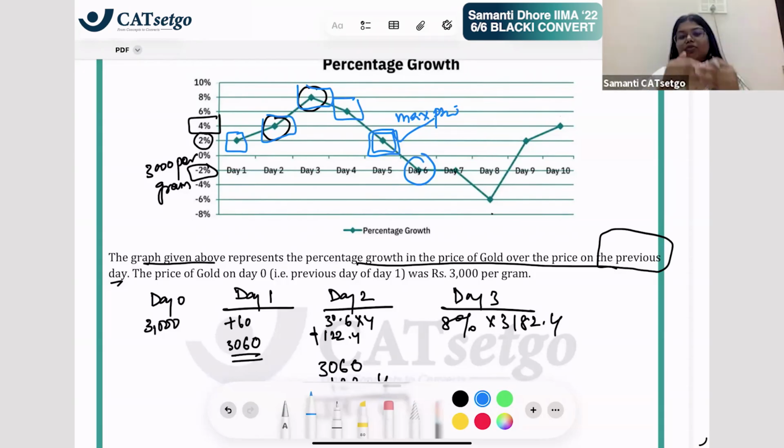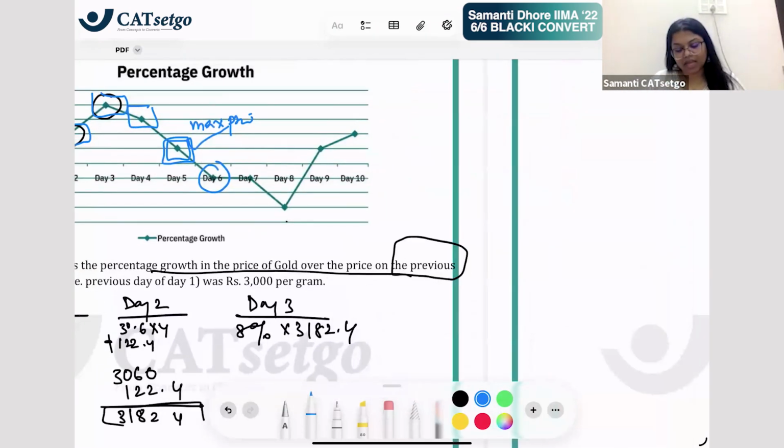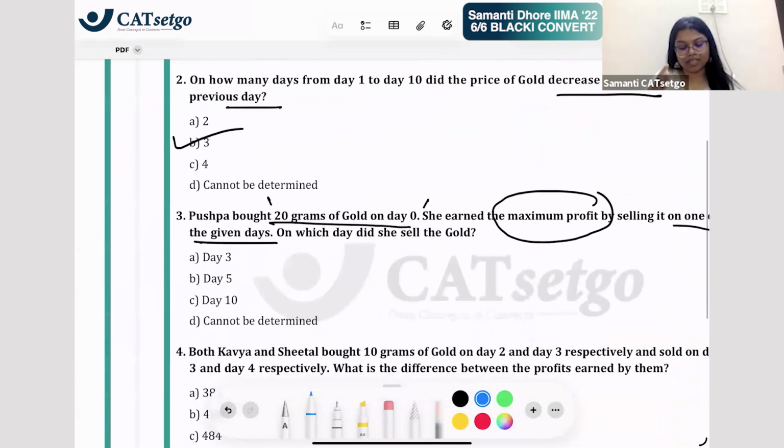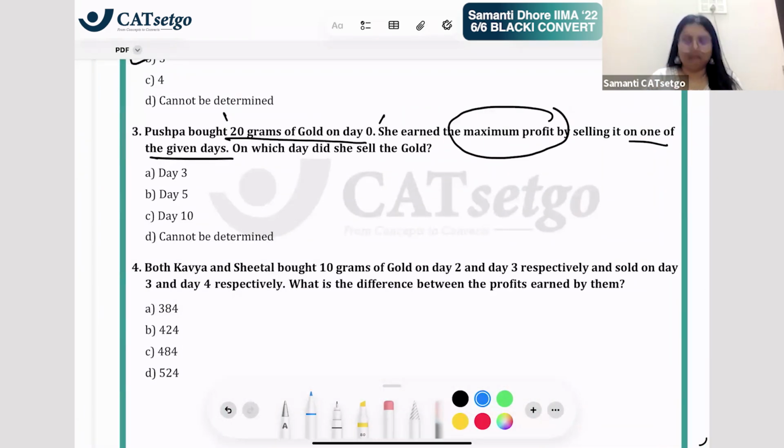Right? The maximum price was on day 5. So that is how the data can be delusional, but you have to see what data is given to you. And day 5 is the answer. Day 3 is not the answer.